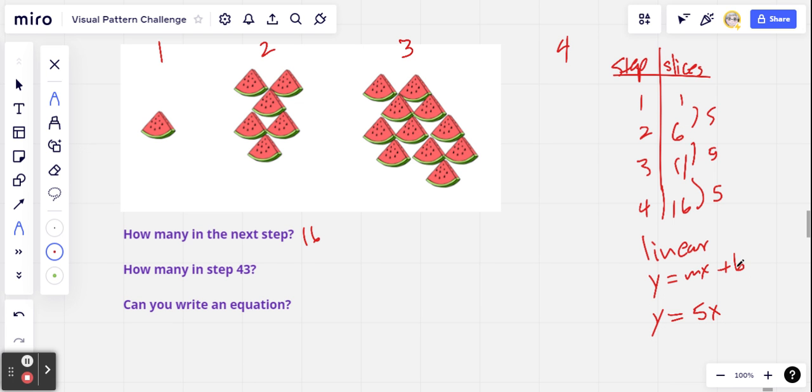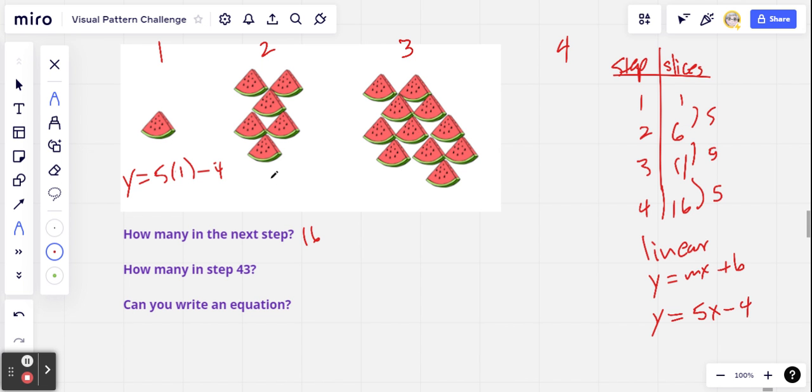And we can figure out what the b is by trying it out with step 1. So slices of watermelon equals 5 times the step number. And 5 times 1 would be 5, but we've only got 1 here. So that's 4 too many. So what we need to do is subtract 4. And we'll do that here in our equation as well. So y equals 5x minus 4 is our equation, but let's test it.